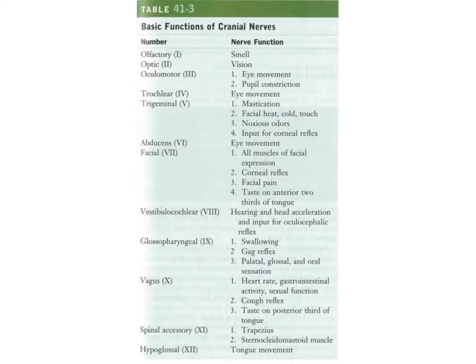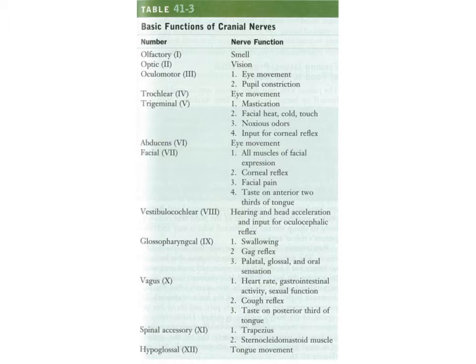So here we have basic functions of the cranial nerves. There are 12 cranial nerves, and this tells you which cranial nerve is responsible for what function. For example, cranial nerve 1 is responsible for smell. So if you are smelling things that others are not smelling, or you have altered sensations of smell, then that means there is some kind of lesion, damage, or defect with the first cranial nerve.